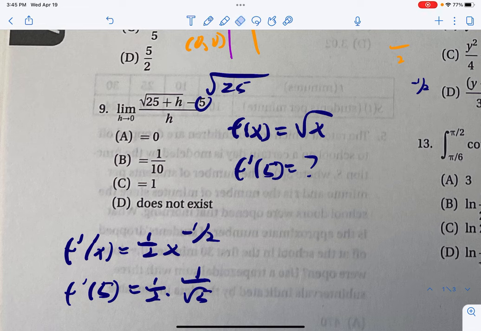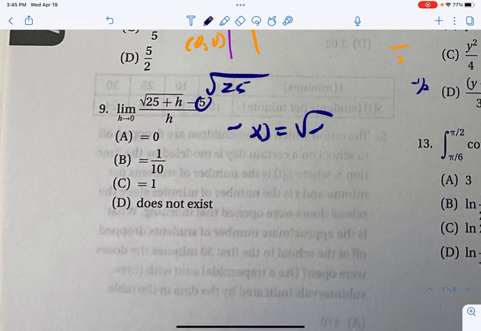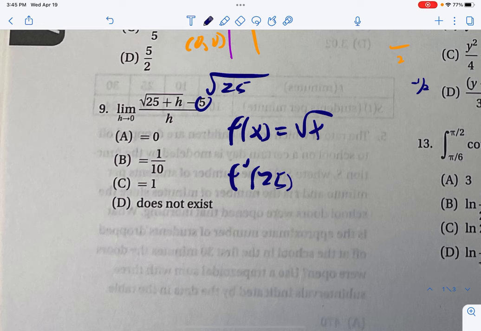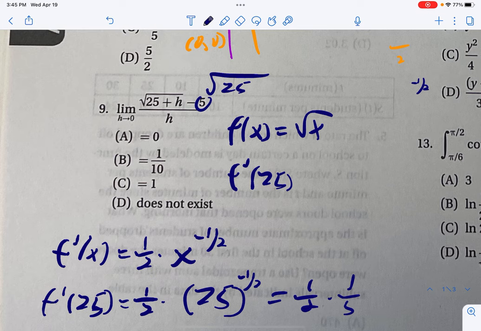Oh no, it's 25. Sorry about that. Yikes. Good thing my answer wasn't listed. Right, we want to know what is the derivative when x is 25. I'm already thinking about the answer. So the derivative is 1/2 times x to the negative 1/2. So if we plug in 25, it's 1/2 times 25 to the negative 1/2, which is 1/2 times 1 over 5. So our answer is 1/10, which is B.